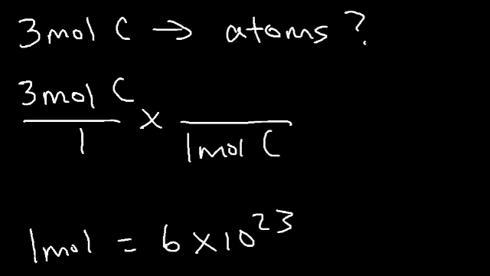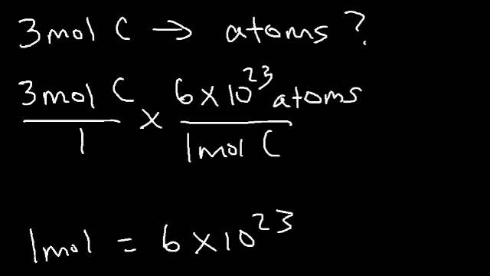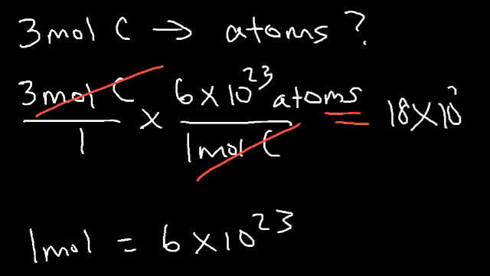1 mole of carbon is equal to 6 times 10 to the 23 atoms of carbon. So that's how you can convert from moles to atoms. Simply multiply by Avogadro's number. So the answer is 6 times 3, that's 18. So it's 18 times 10 to the 23 atoms.